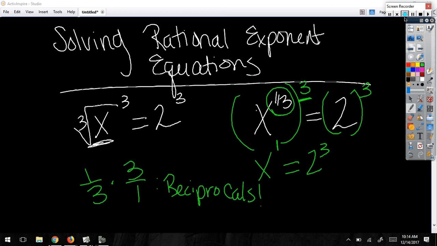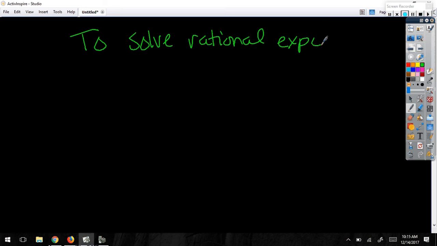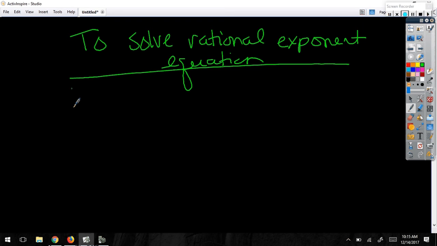Remember the 3 steps to solve the radical equation? Just like with the radicals, the first thing I'm going to do is I'm going to isolate. Before it was isolate the radical. Now I'm going to isolate the exponential piece.